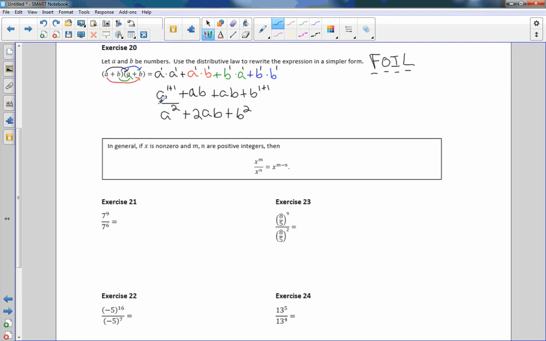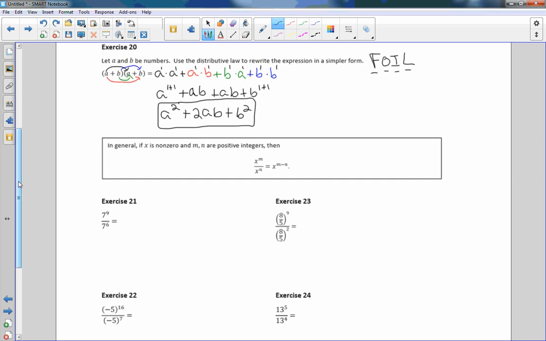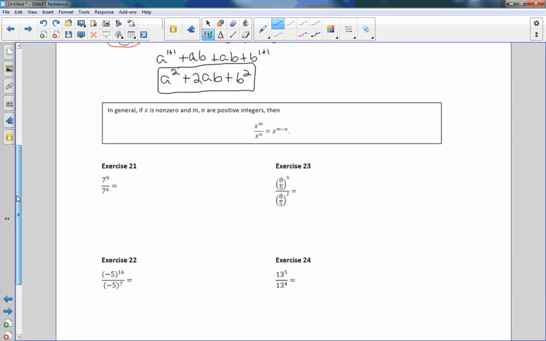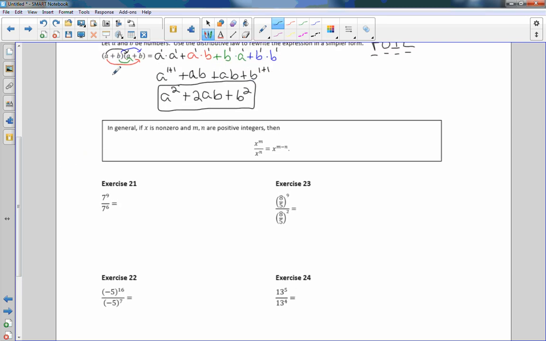Okay, so when I FOILed that, that's called a binomial, I got a trinomial, 3 terms: a squared plus 2ab plus b squared. Okay. And this is an important formula in algebra, an important property, distributing, multiplying 2 binomials. Okay.